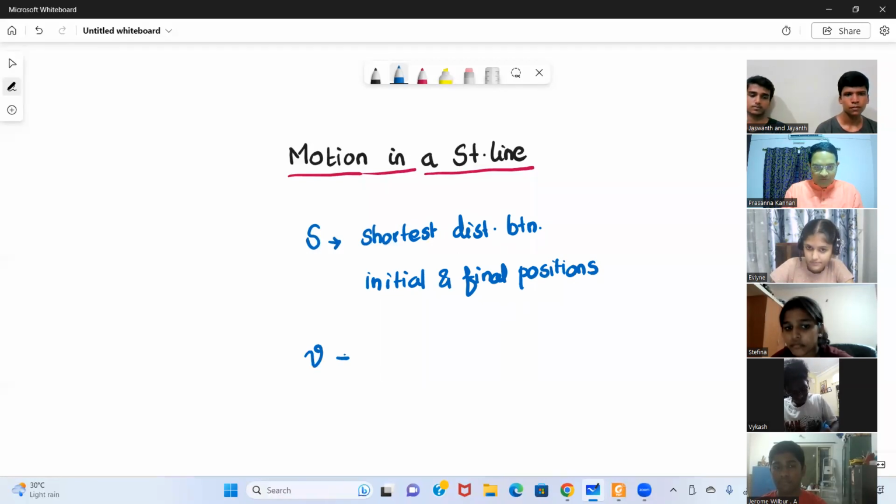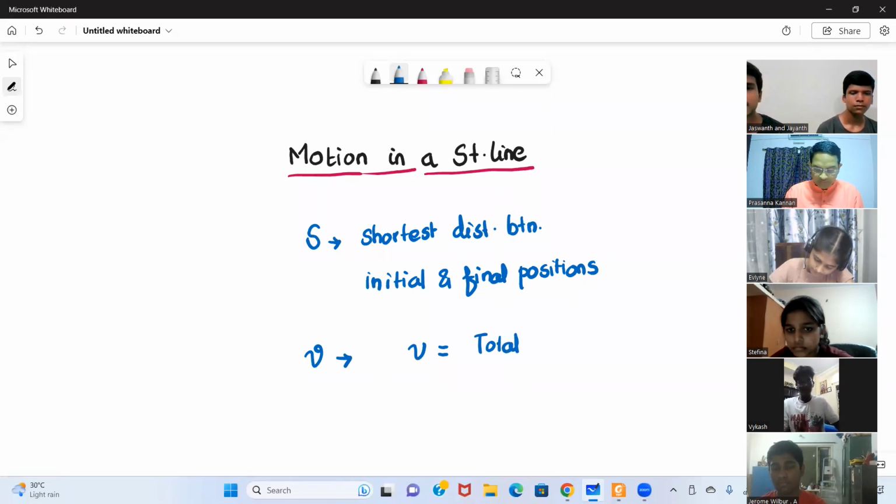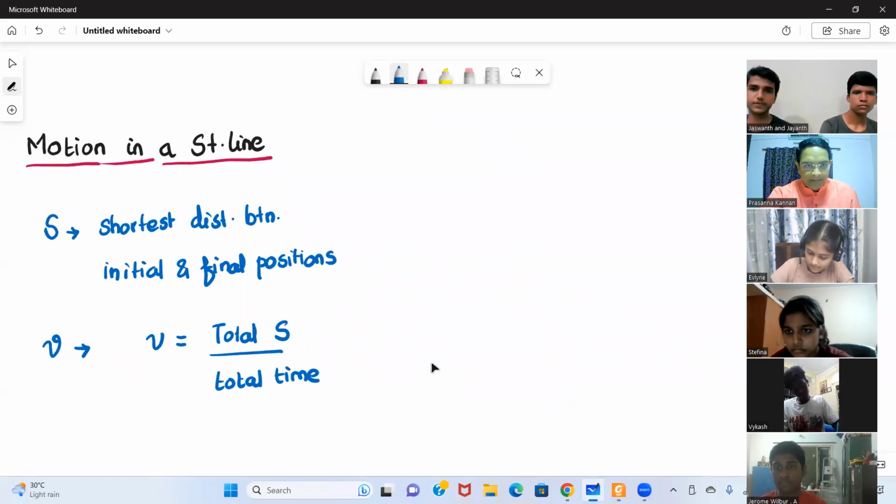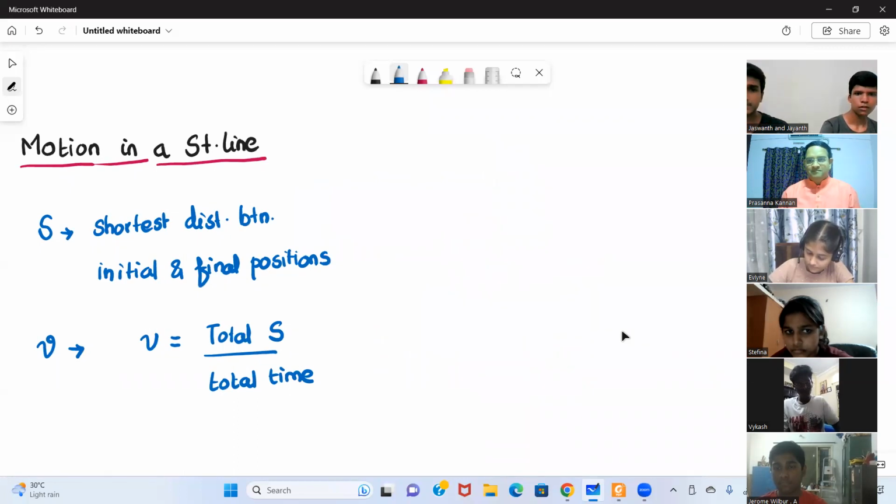What is the average velocity, students? Velocity is nothing but total displacement by time taken. Very good. Total displacement divided by total time. Perfect. Is velocity a vector quantity or a scalar quantity? Vector quantity. Yes, it is a vector quantity.